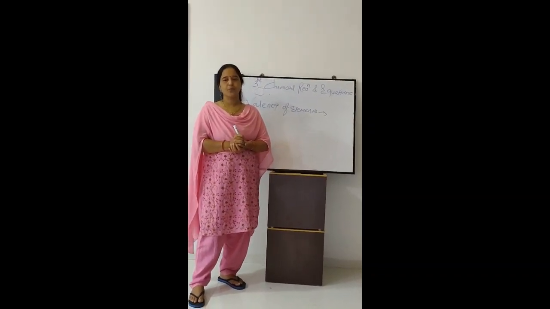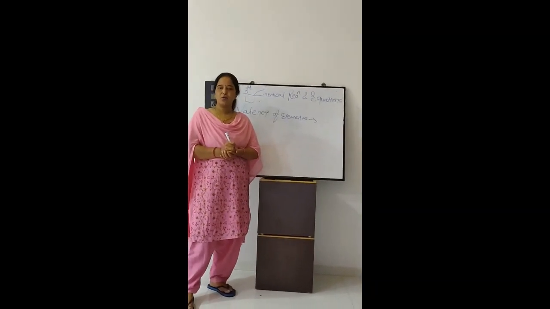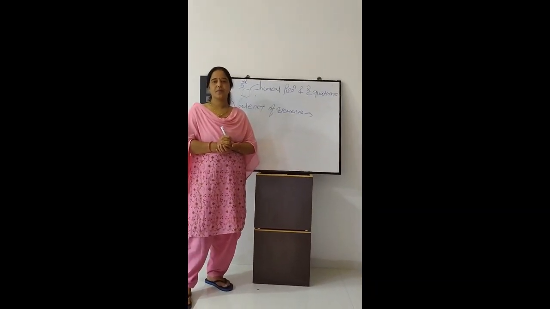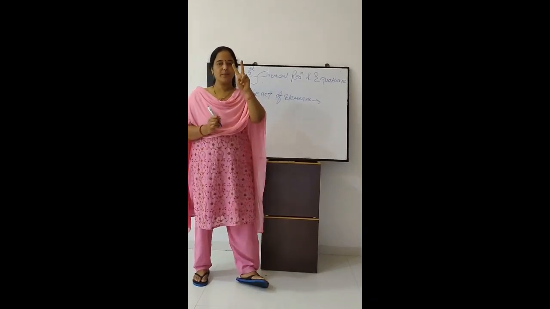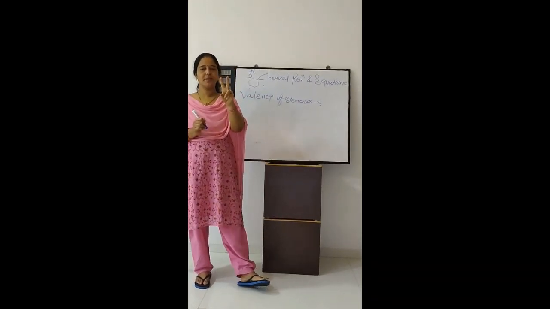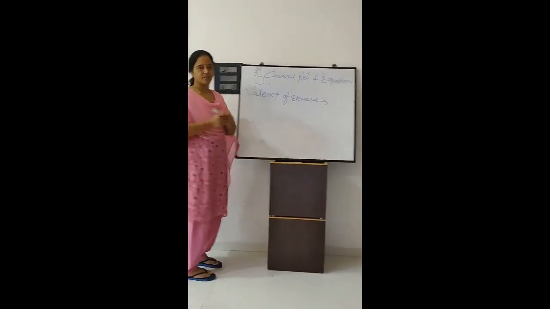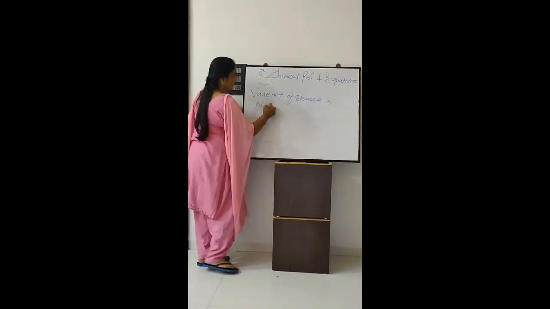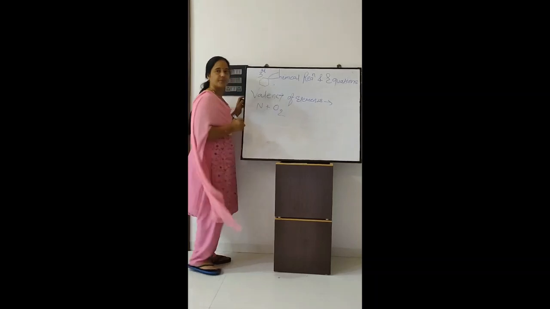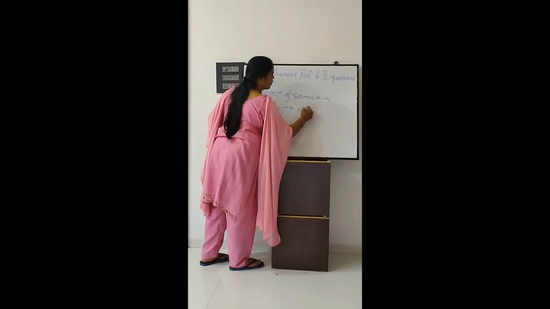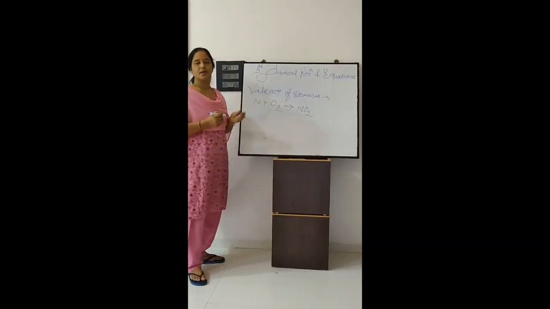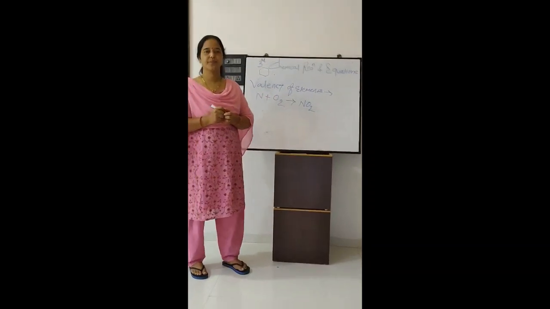Let us write the formula of nitrogen dioxide. In the formula of nitrogen dioxide, there are two elements in the compound, namely nitrogen and oxygen. Nitrogen and oxygen give NO2, which means nitrogen dioxide.